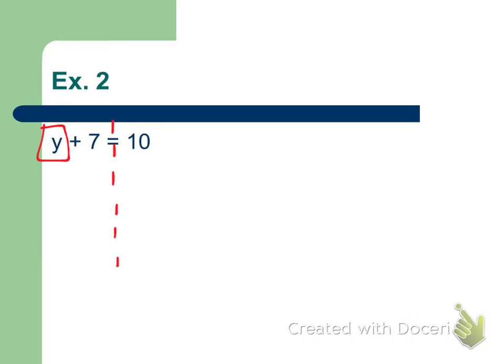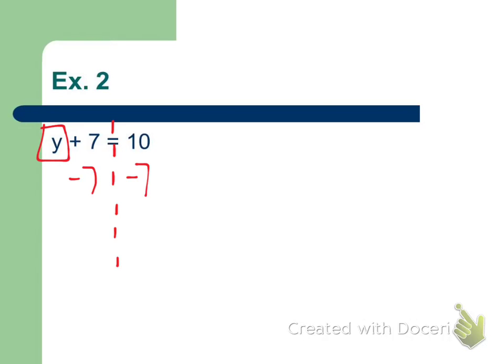Do what to both sides? We want to undo adding 7. So what's the opposite of adding? Minus, subtracting. Okay, so you're right, we do want to do it to both sides, but we're looking to do the opposite of what's going on, the inverse. So instead of adding, we are going to subtract 7 from both sides. You can add 7 to both sides, it's just not going to get your variable by itself. So it's not very helpful to do that.